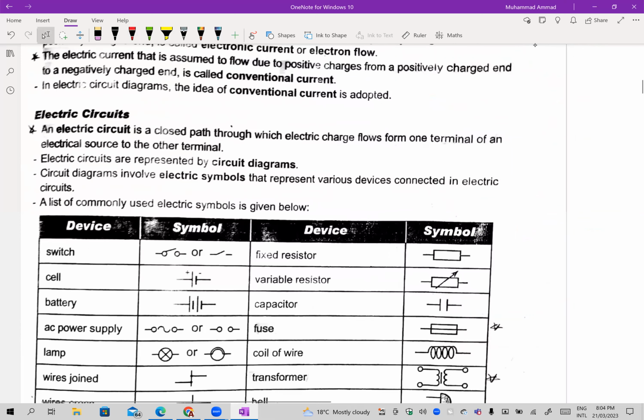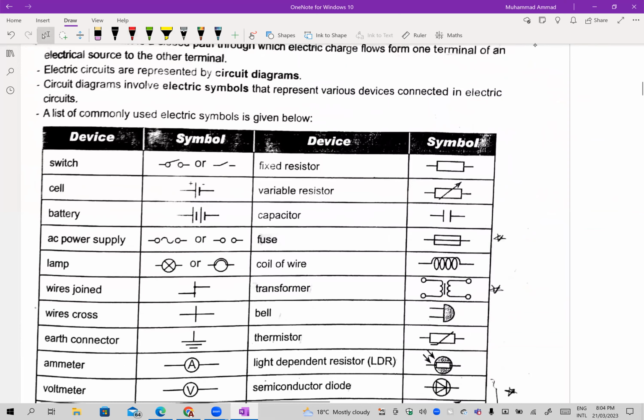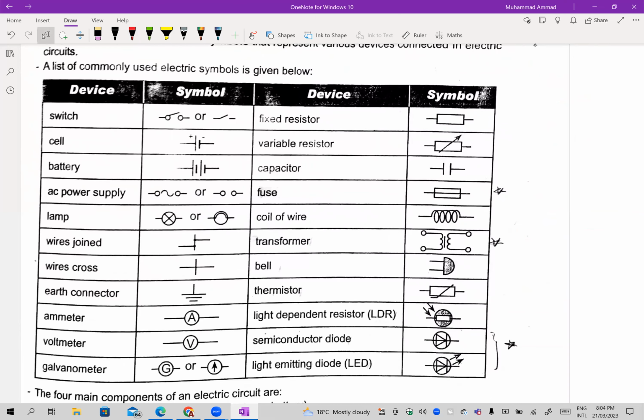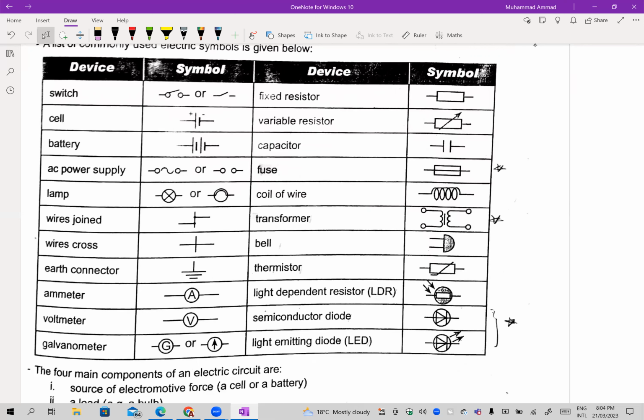Now let's look at electric circuits. Look at this table. This is very important to understand the devices, the symbols, and the representations in a circuit. Look at the switch, the cell. I'm going to circle the ones that we're going to be using very commonly: a cell, a battery, the lamps. Look at the AC power supply as well, okay?